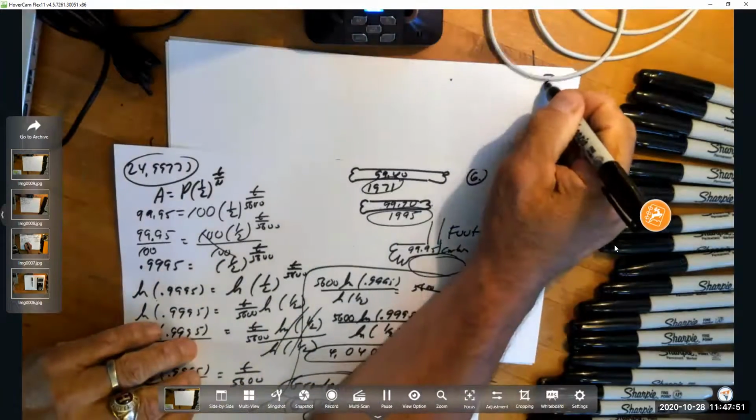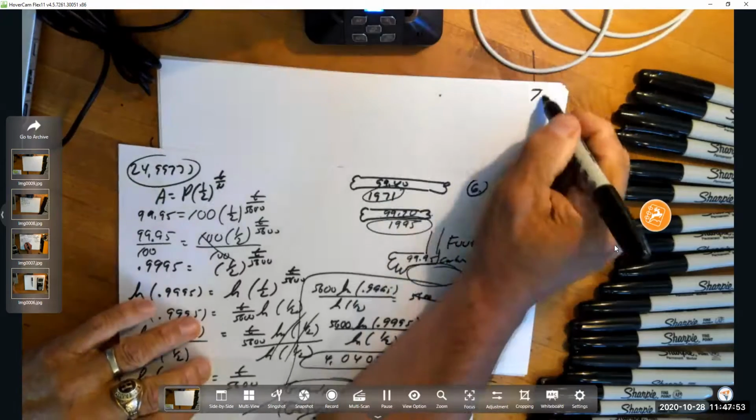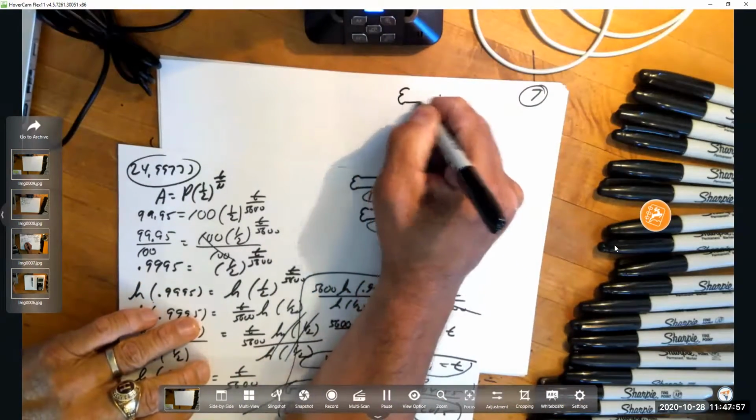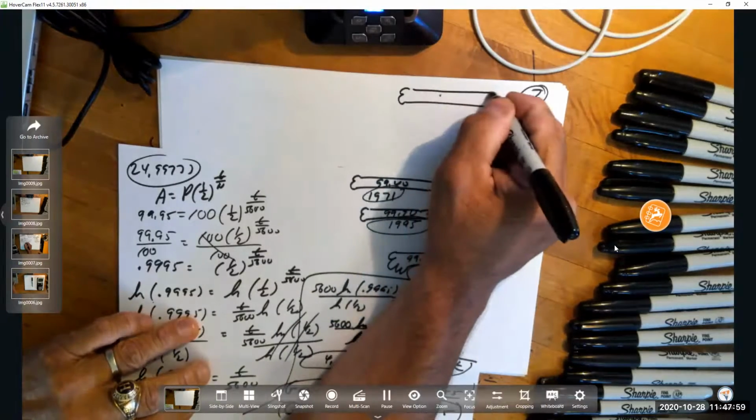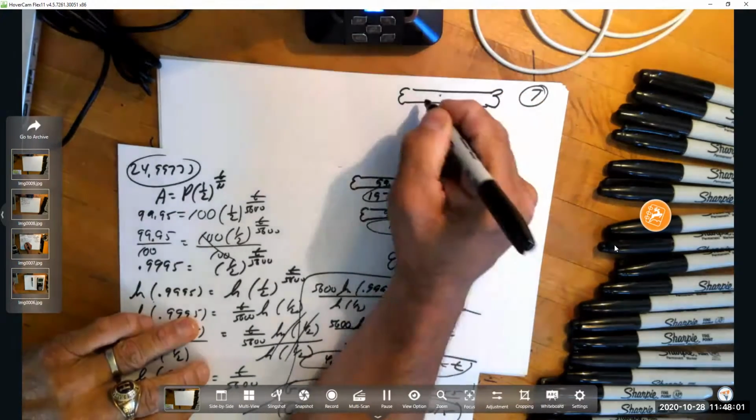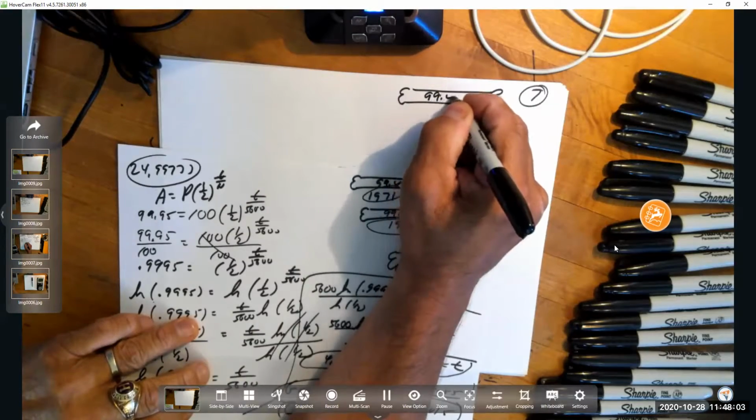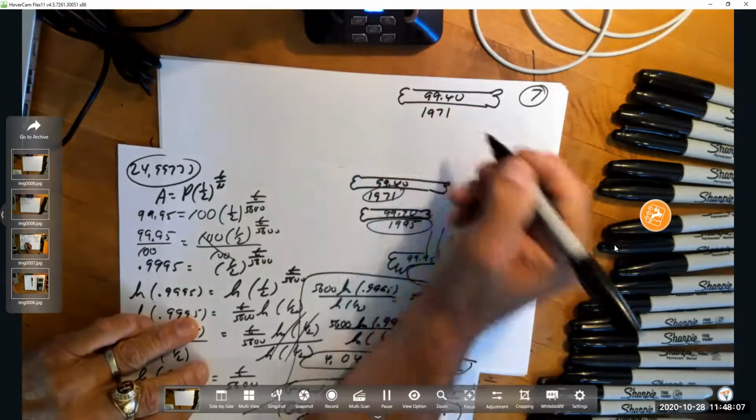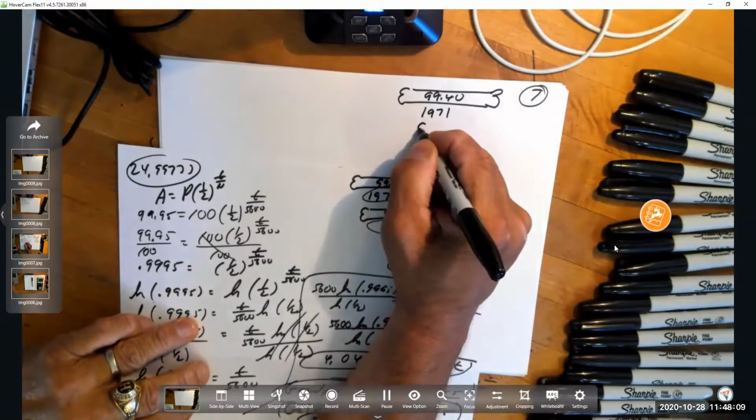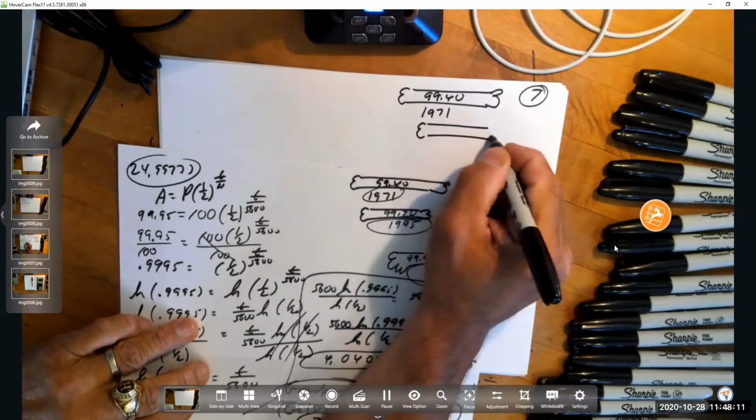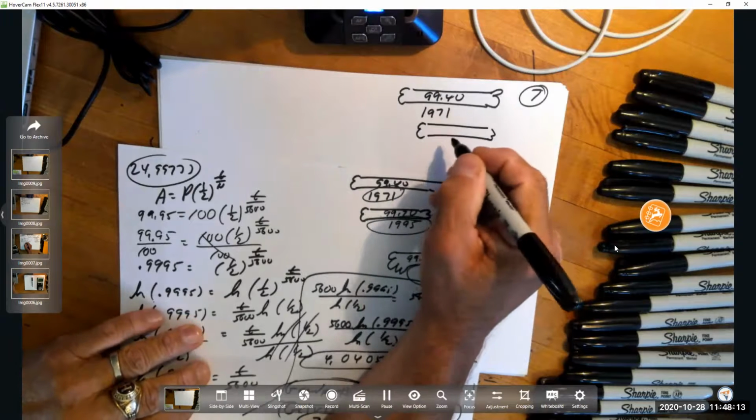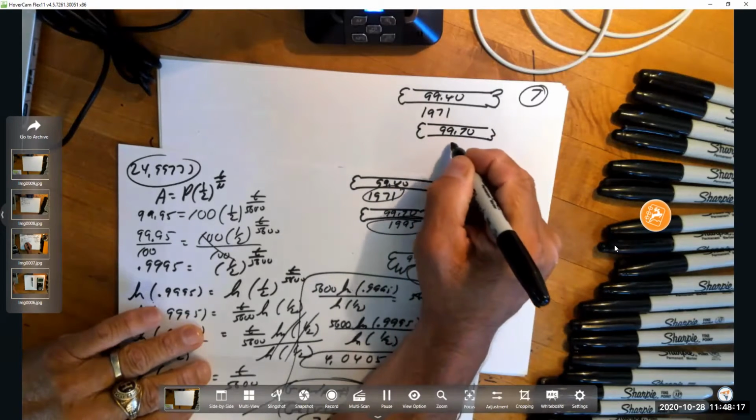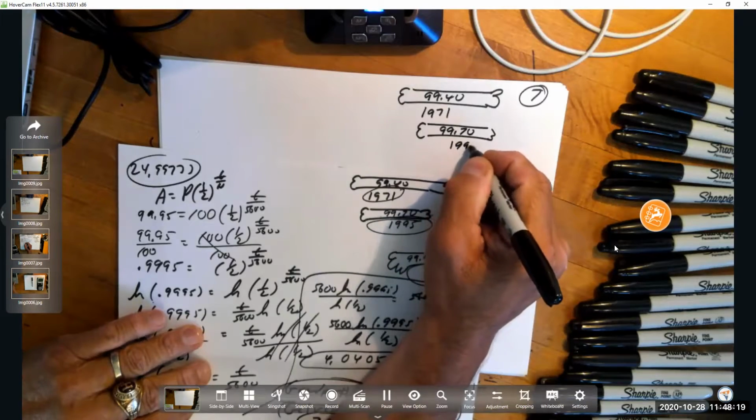Number 7. I got one more page of this stuff there. Number 7, the last page. All right, so let me put this back again so I remember what happened. So we know that this one was 99.40, and that person died in 1971. We know the other one, this one here, was 99.70, and this person died in 1995.